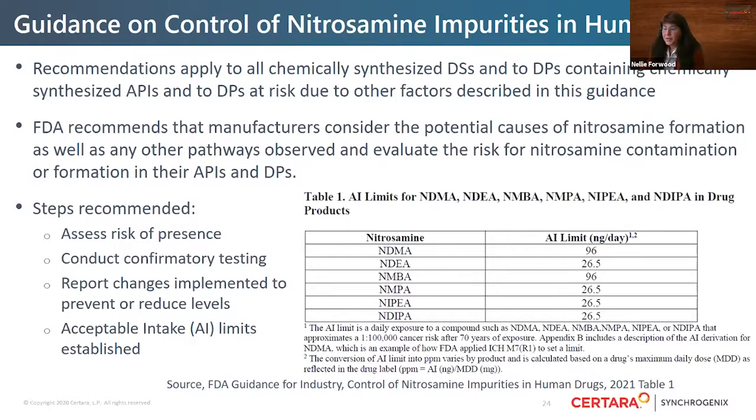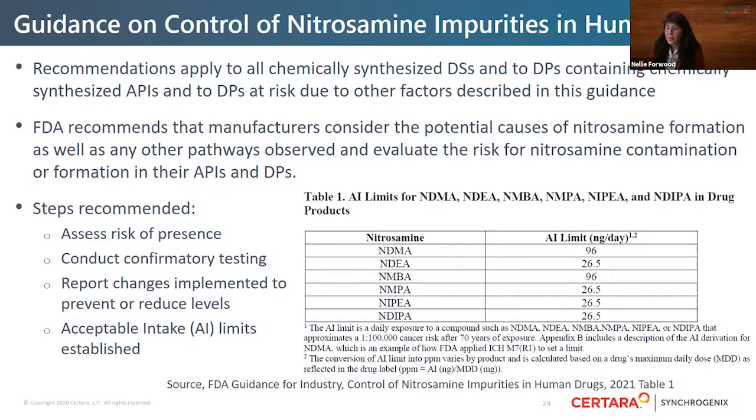The FDA issued a guidance, Control of Nitrosamine Impurities in Human Drugs, in September of 2020, and again, I'm sorry, updated in February 2021. This guidance recommends that manufacturers consider the potential causes of nitrosamine formation, as well as any other pathways observed, and evaluate the risk for nitrosamine contamination or formation in their APIs and drug products. The updated guidance discusses the unexpected findings of nitrosamine impurities in drugs such as angiotensin II receptor blockers, which are the ARBs I mentioned earlier, ranitidine, nizatidine, and metformin, resulting in the need for this risk assessment in any pharmaceutical product at risk for their presence. This updated guidance became effective the 31st of March, 2021.